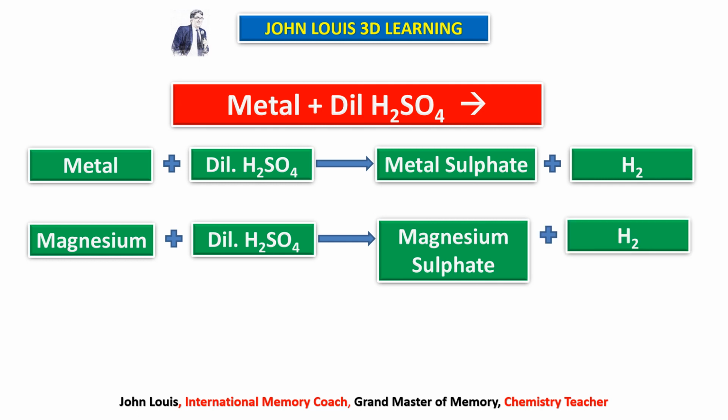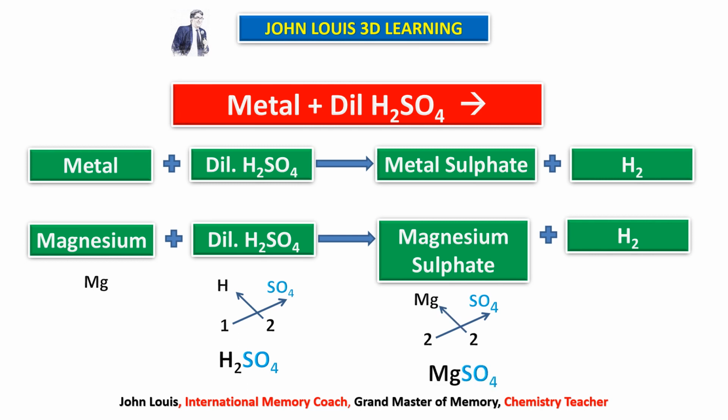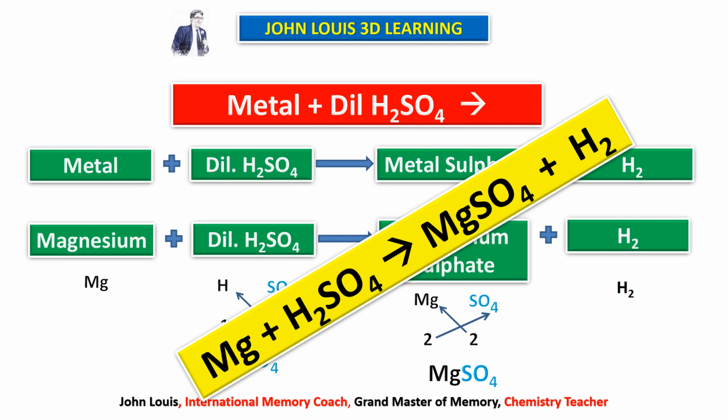How to write the equation? Magnesium is Mg. Sulfuric acid, we already know the formula, but if you want to know how to derive it: hydrogen H, sulfate SO4, valency 1 and 2, if you interchange you will get H2SO4. Magnesium sulfate, Mg SO4, valency 2 and 2, if you simplify you will get 1 and 1. Therefore if you interchange you will get MgSO4, that is Mg1 SO4 1. So 2 and 2 can be simplified as 1:1, and hydrogen is H2. Therefore what is the equation? Mg plus H2SO4 gives MgSO4 plus H2.